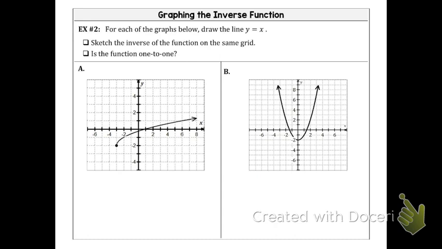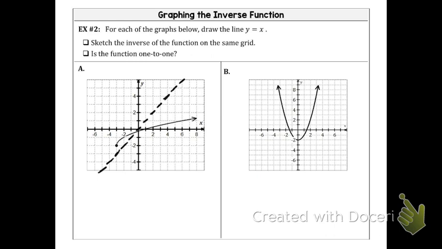All right, so the line y equals x is the line that goes through 0, 0, 1, 1, 2, 2, 3, 3, 4, 4, 5, 5, 6, 6. And the same thing negative. So negative 1, negative 1, negative 2, negative 2, negative 3, negative 3, negative 4, negative 4, negative 5, negative 5. All right, so there's my line y equals x. And then I'm going to sketch the inverse of that function on the same grid.